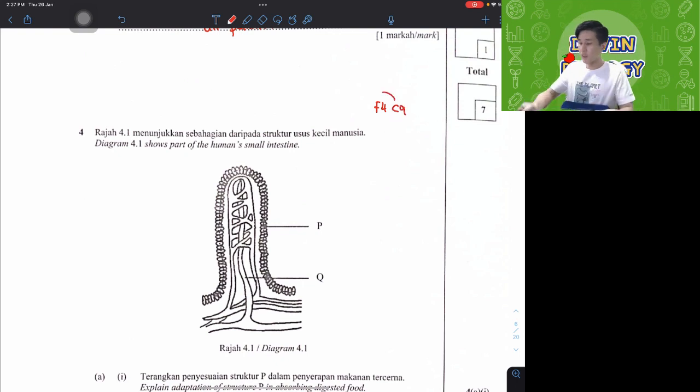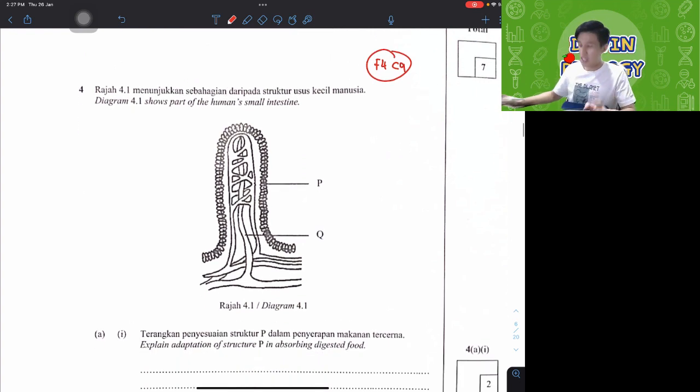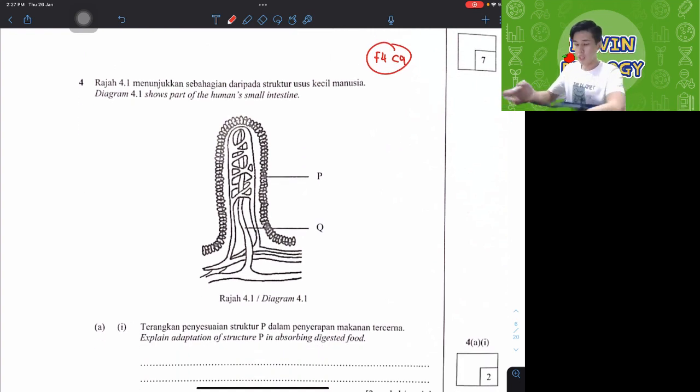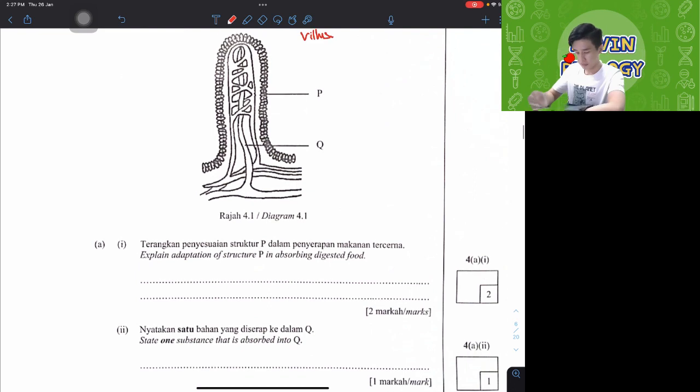Now, next, this is Form 4, Chapter 9. Now, a very highly expected topic in this year's SPM. So this part, we are specifically focusing on the digestive system lah, as you can see here. So this is small intestine. This whole thing obviously is your villus.